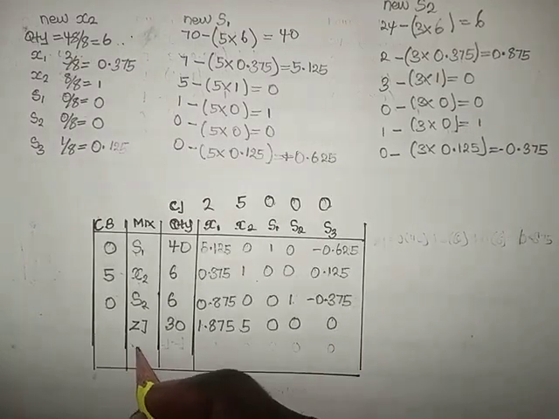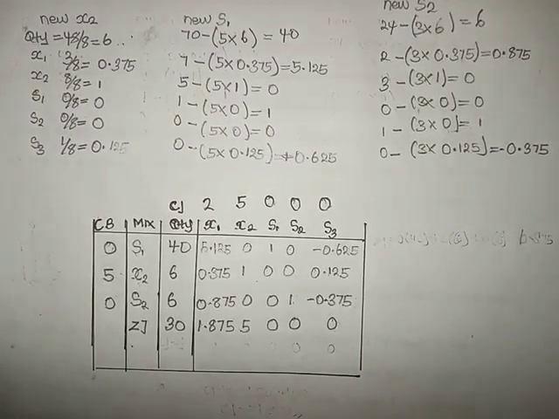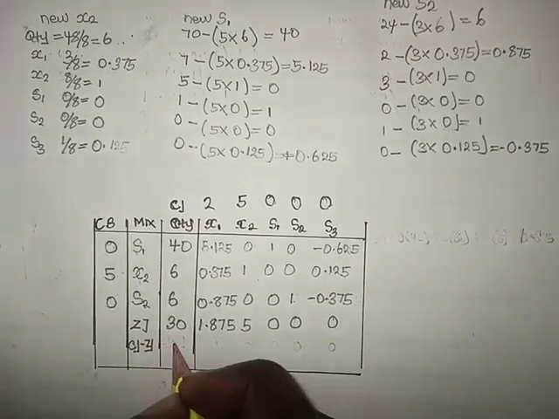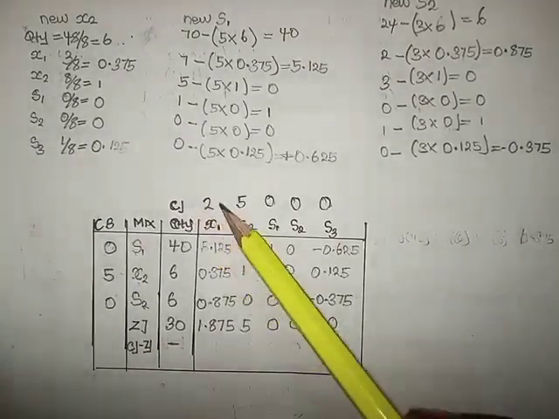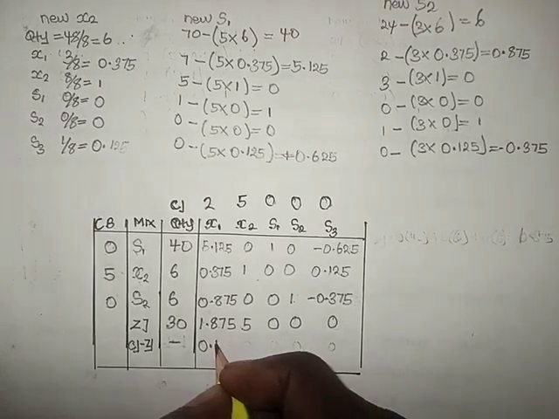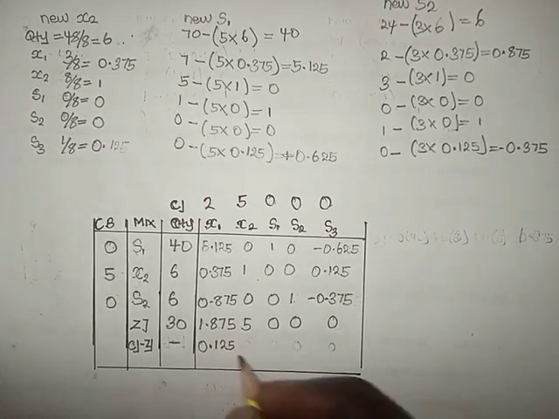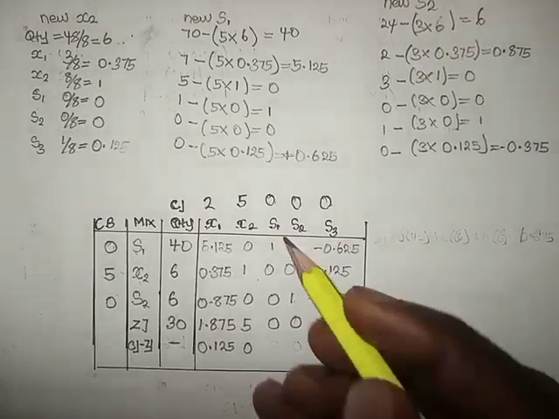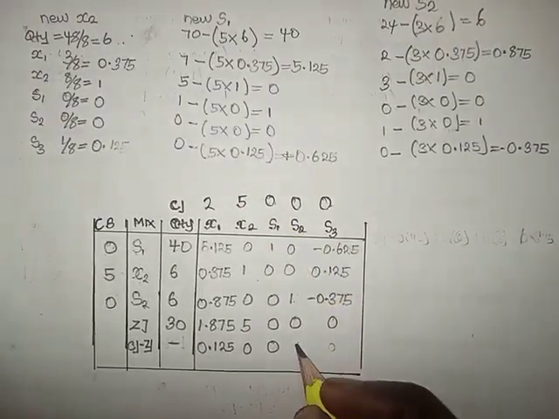So let's calculate our Cj minus Zj. In this case, you find out that we are going to arrive at an optimum solution because our answer will be less than or equal to 0, because 5 minus 5 is 0. So everything is 0. So we have arrived at an optimum solution.